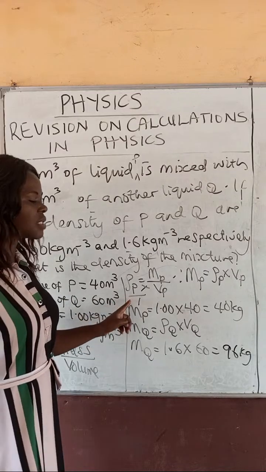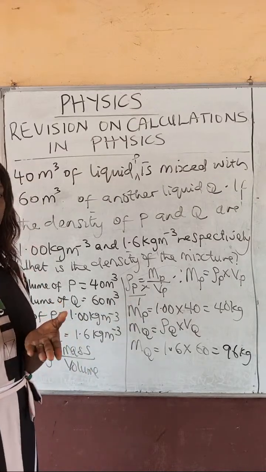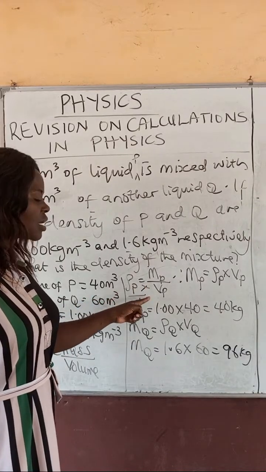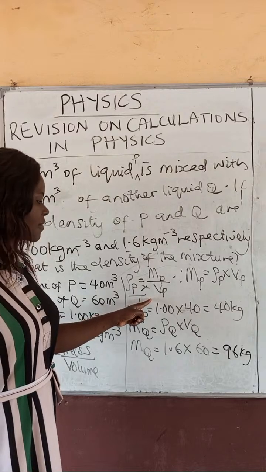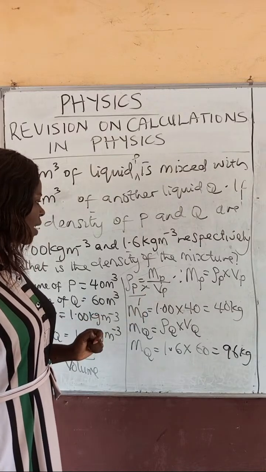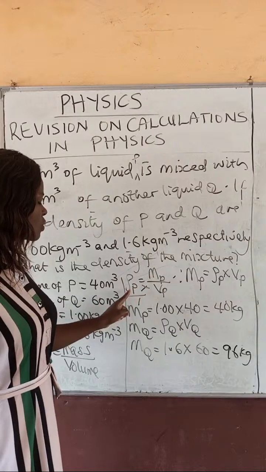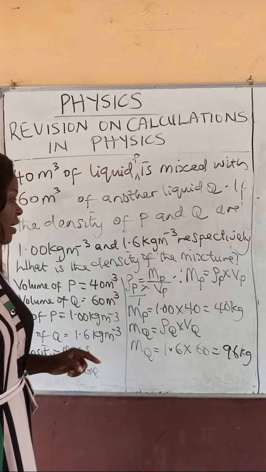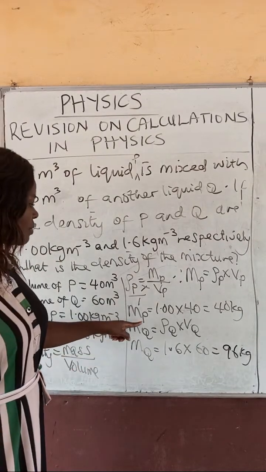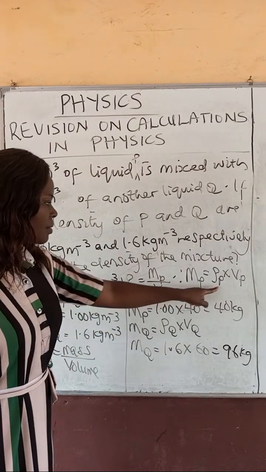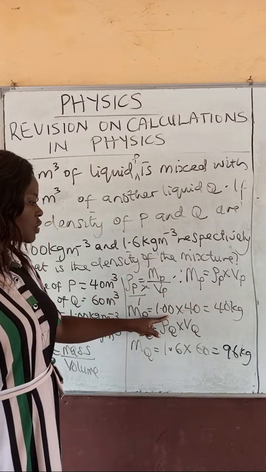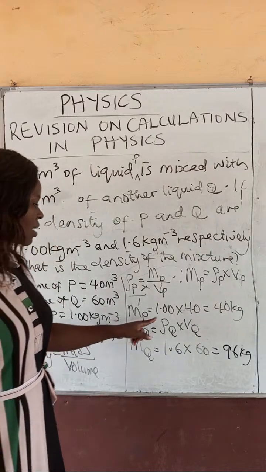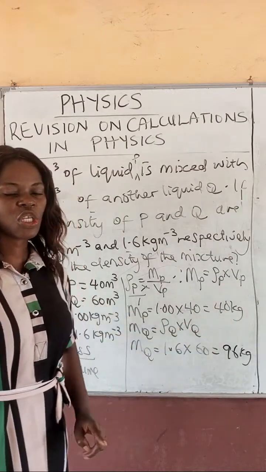But the essence of using this formula is for us to get the mass of the different liquids. Now, what is the mass? I will say cross multiply, right? If I cross multiply, my mass of P is equal to the density of P times the volume of P. That is what I have. So I will now put in our values. My density of P is 1.00 multiplied by the volume of P, which is 40. By the time I multiply, I get the mass of P to be 40 kilograms.